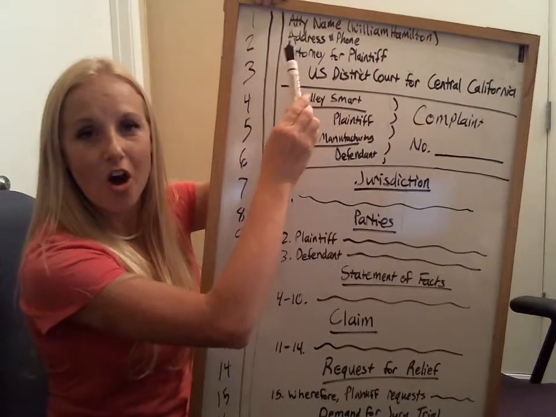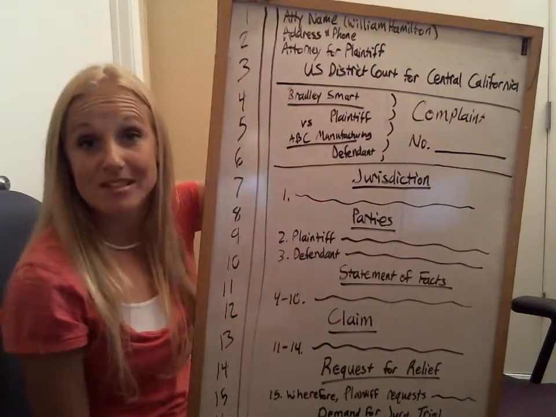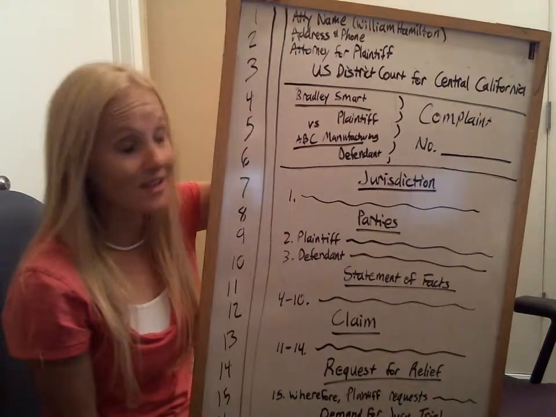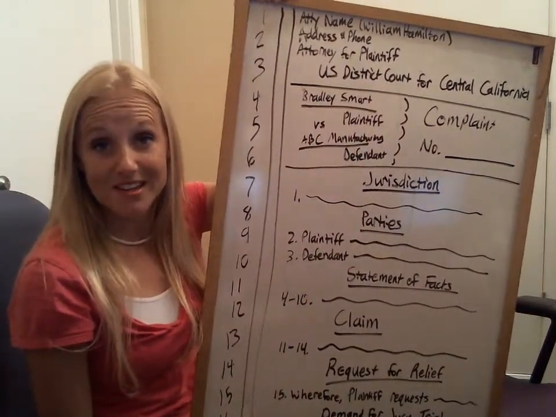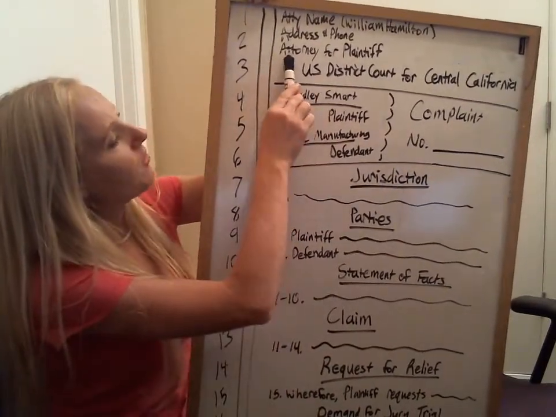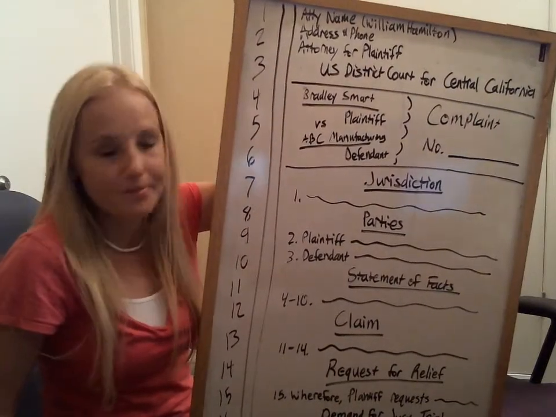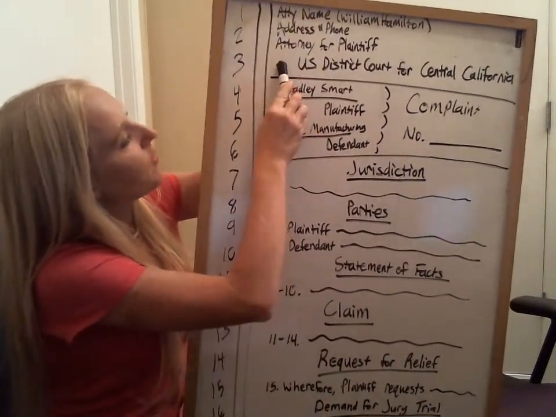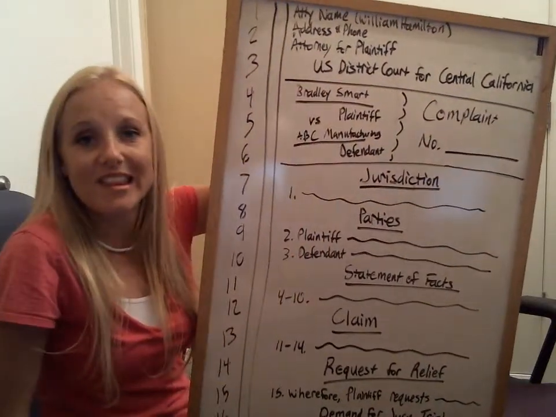At the very top, you are going to be including the attorney name, who is going to be submitting this, which will be William Hamilton, the address and the phone number of William Hamilton. Make this up. There is no William Hamilton. And then you always want to include attorney for the plaintiff to identify him. Right below that, we're going to have centered the court in which you are bringing the case.